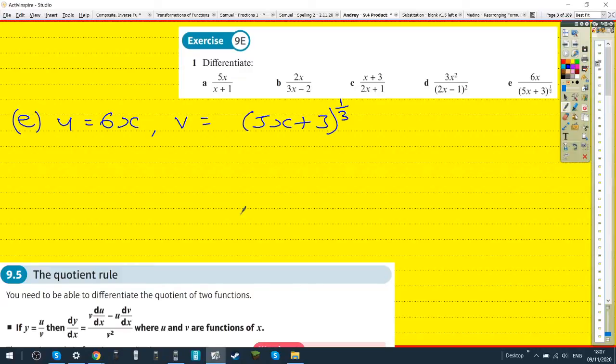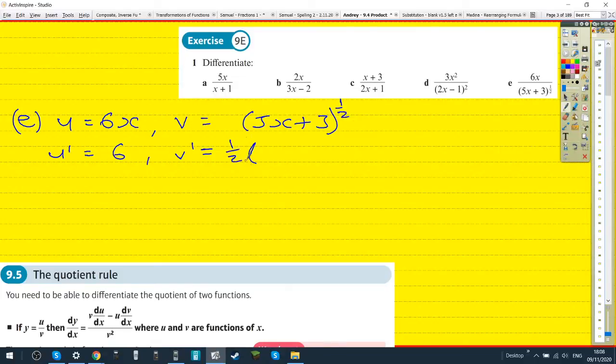And then do I need to differentiate 5x plus 3 to the power of a half first? And so if u is equals to 6x, the differentiation of u is 6. And the differentiation of v, would that be a half, then a third? Is it a third? Oh, you're right, it is a half. Sorry.